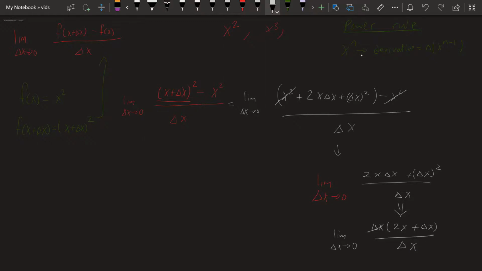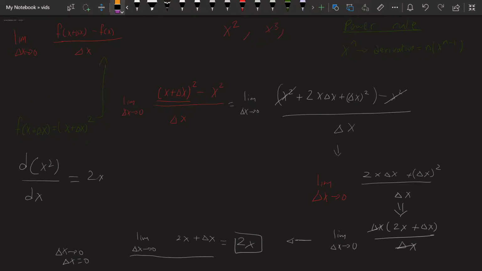So delta x cancels with delta x. We will be left with the limit as delta x goes to 0 of 2x plus delta x. Now, we can apply this limit definition, because we don't have a denominator. And we can say, okay, as delta x goes to 0, it becomes equal to 0. So 2x plus delta x with the limit is equal to 2x. And we proved that the derivative of x squared is equal to 2x.